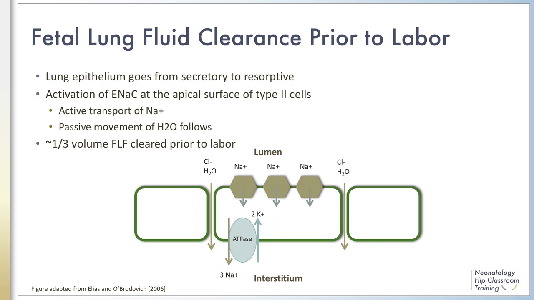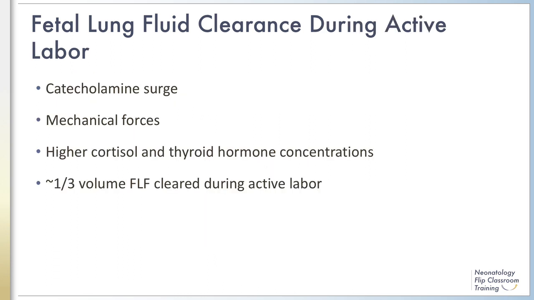The process of fetal lung fluid clearance begins a few days before the onset of labor and continues until after birth. About 1/3 of fetal lung fluid clearance occurs prior to the onset of active labor, with another 1/3 occurring during active labor, and the final 1/3 occurring after delivery. During active labor, several processes encourage absorption of another 1/3 of the fetal lung fluid volume.